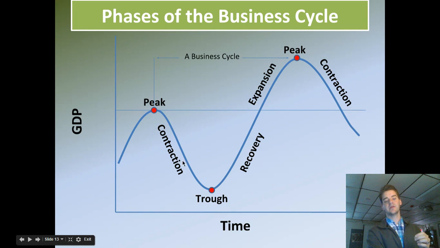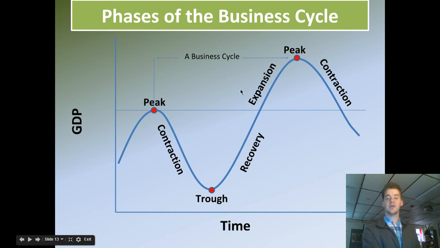It goes up and then down and then up and then down. One complete business cycle is from one peak, which is this point where GDP has reached its highest point right before it starts to go down again. It's from one peak to the next peak, which is the exact same thing.